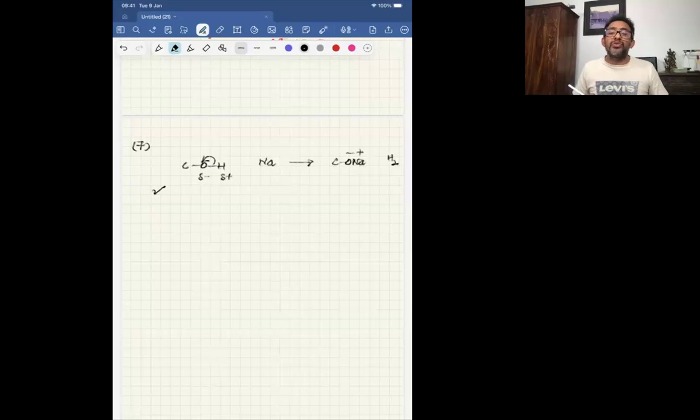All alcohols react with sodium hydroxide. That is wrong. None of the aliphatic alcohols react. Phenols react, but none of the alcohols react.